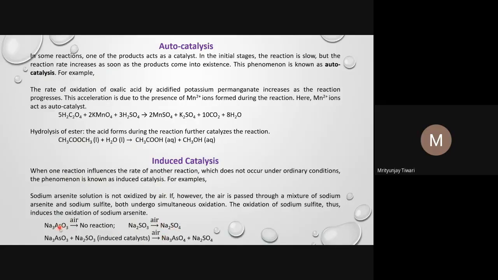When you add sodium sulfite to sodium arsenite, the oxidation of the sodium arsenite also happens. A mixture of solutions of sodium sulfite and sodium arsenite, when they are mixed together in the presence of air, the sodium sulfite will of course get converted into sodium sulfate, but since this reaction is happening, we see this reaction also happens, and so sodium arsenite is converted into sodium arsenate.